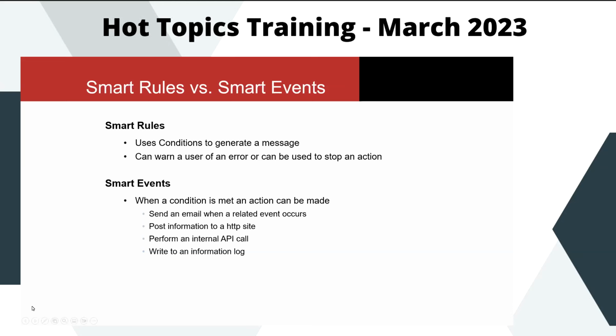Also, you can post information to an HTTP site. Also, you can perform an API call. This API call can do things like enter an address. When you enter an address into, say, an AP module, that module can be triggered to put that address into a different module within Sage Intacct, say something like purchasing. You can also write to an information log. Within all of these smart events, do know that email and the API calls are what are mostly used by our clients within Sage Intacct.